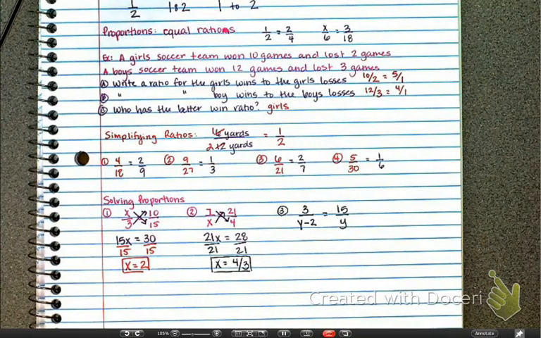So how about 3 over y minus 2 equals 15 over y? It's still a proportion. There's still equal ratios. We're still going to cross multiply. Okay? So we'll do this one together.